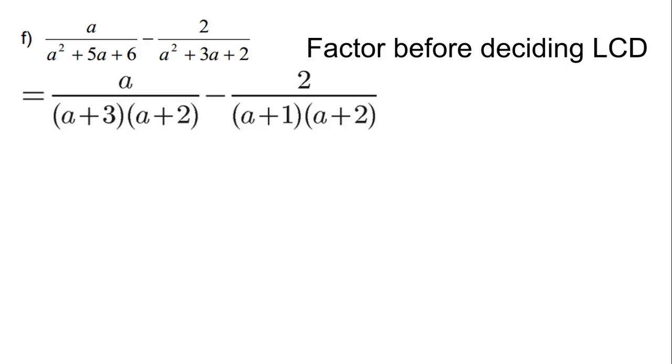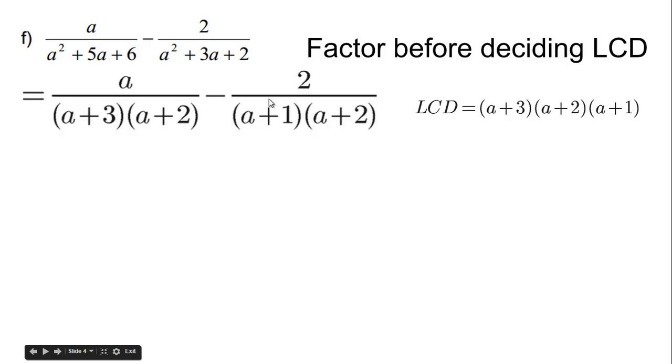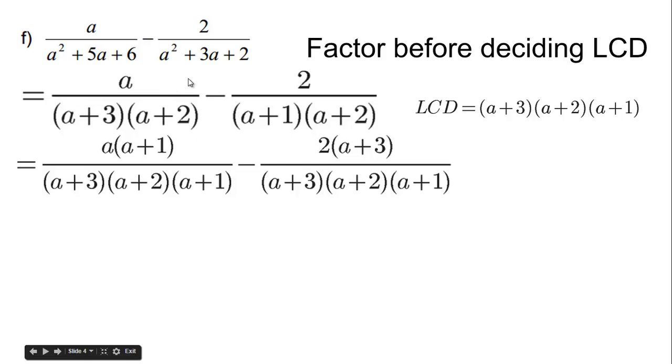So we've got a plus 3 and a plus 2 in the bottom left, and then a plus 1 and a plus 2 in the bottom right. The lowest common denominator is a plus 3, a plus 2, and a plus 1, not a plus 2 again. If you just multiply these two together, you're dealing with a plus 3, a plus 2, a plus 2, a plus 1, and you just have too much. The left one needs an a plus 1, and the right one needs an a plus 3.